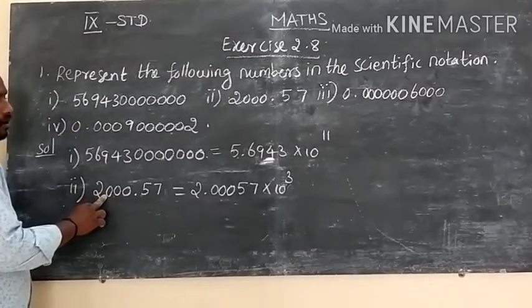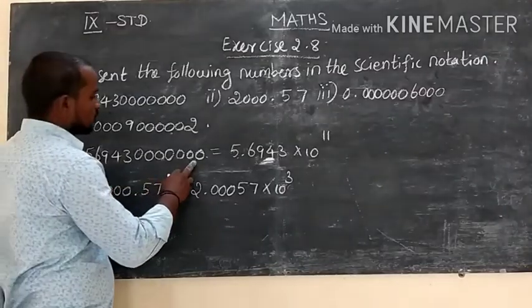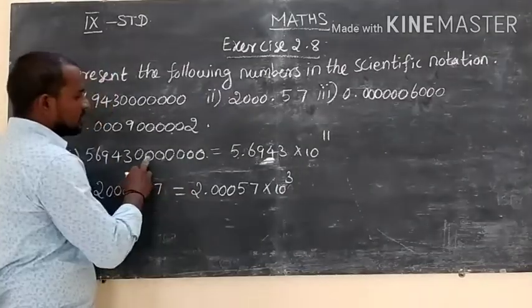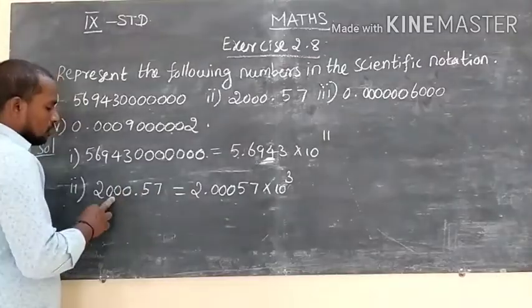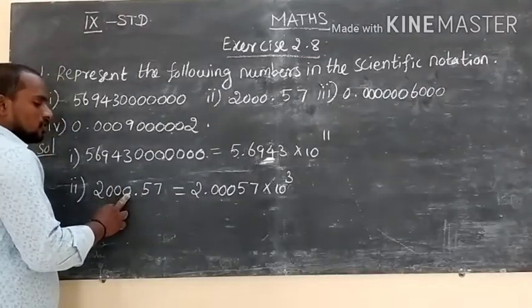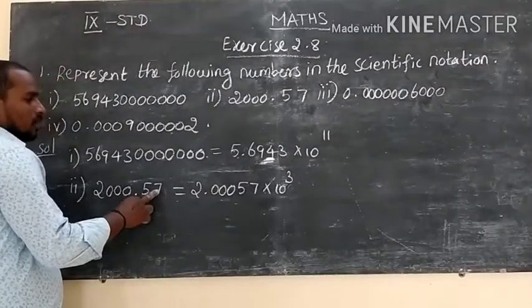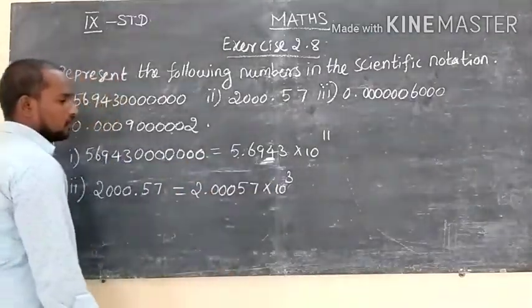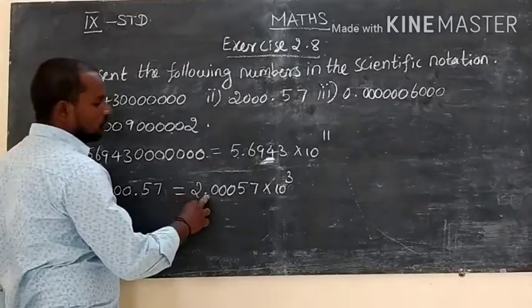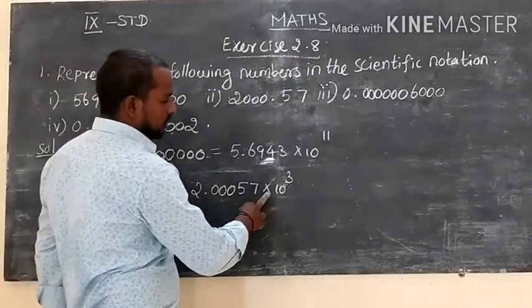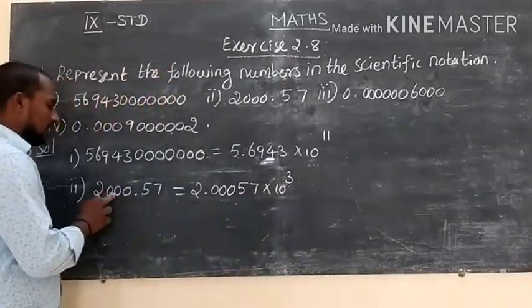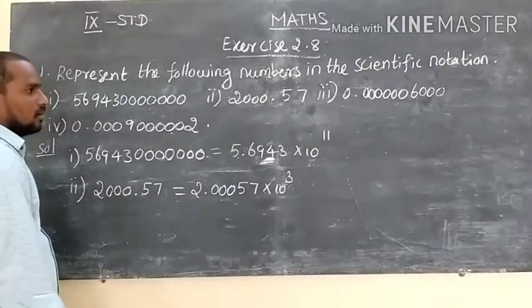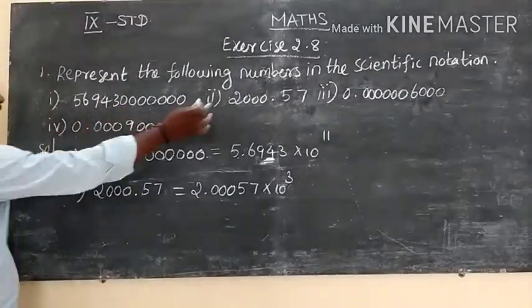In the last question I told you zeros after the decimal have no value, but here numbers exist after the zeros. So if any numbers exist after the zero, you must write all the zeros. Don't forget. So I write 2.2057 into 10 power 3 because the shift is 3. That's all. Then the third question.